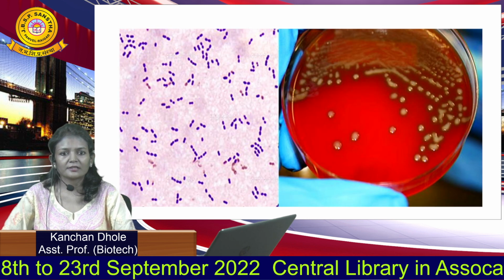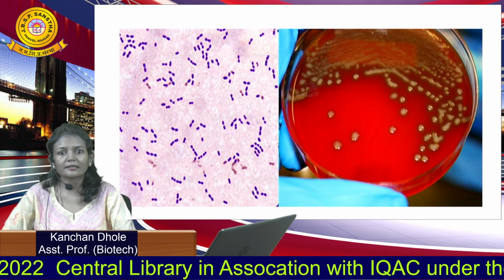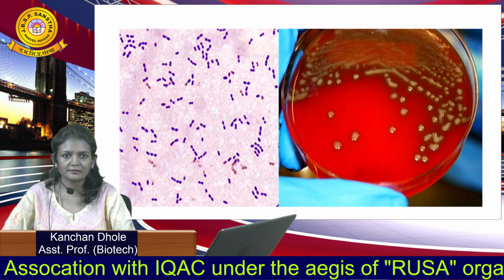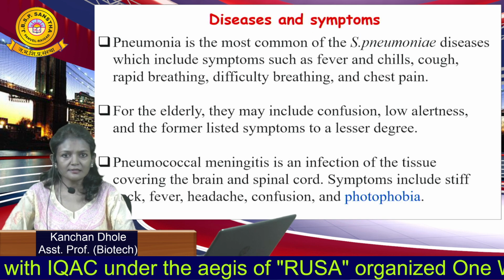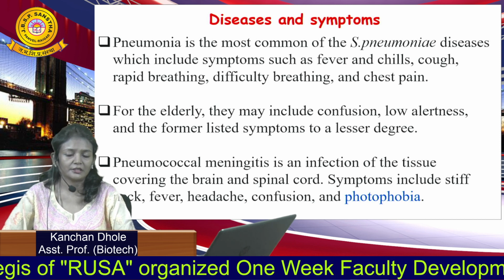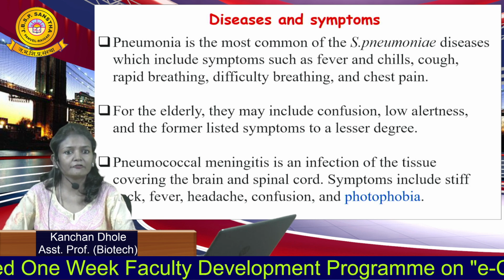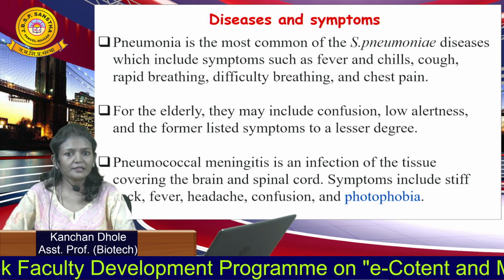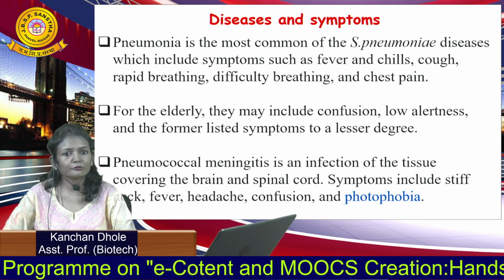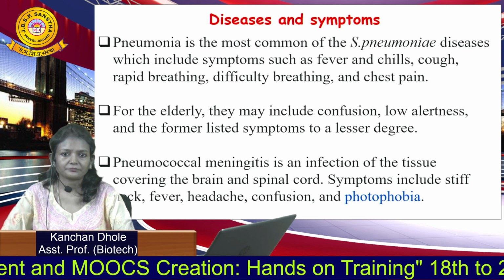Here you can see how they appear as diplococci, and the organisms have taken the crystal violet stain, so they are termed gram positive organisms. What are the diseases? Initially I told you that Streptococcus pneumoniae causes pneumonia. Now, what are the symptoms of pneumonia? Symptoms are fever, chills, cough, rapid breathing, difficulty in breathing, and chest pain. For the elderly, symptoms may include confusion and low alertness, and the former symptoms to a lesser degree.